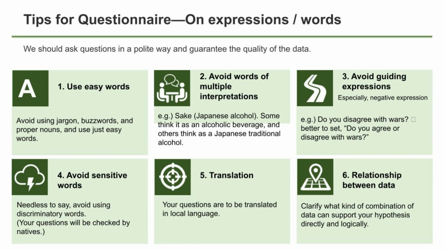Lastly, consider the relationship between the data you are collecting. When you make a questionnaire, you need to develop it strategically. For example, if you ask, "What was your academic score last semester?" plus, "What kind of jobs do you want to get in the future?" Then you can make an analysis on the relationship between academic performance and career vision. So, when you develop a questionnaire, you need to clarify what kind of combination of data can support your hypothesis directly and logically.